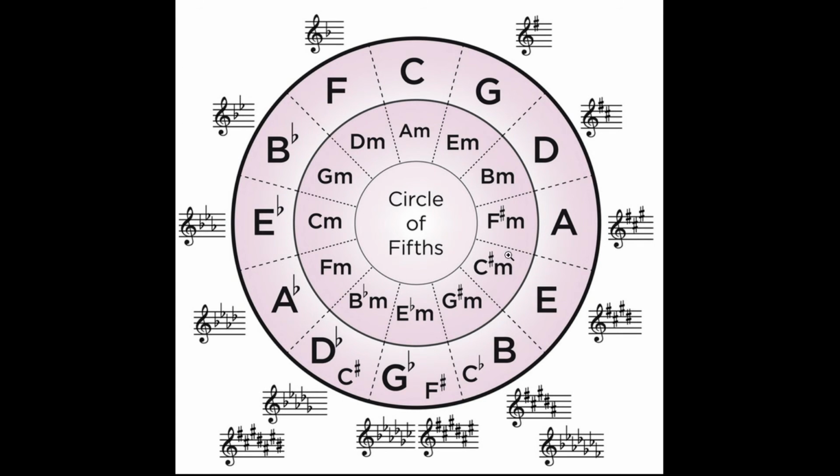C minor. If we look over at C sharp minor, which has 4 sharps, its closely related keys are E major, F sharp minor, A major, G sharp minor, and B major.